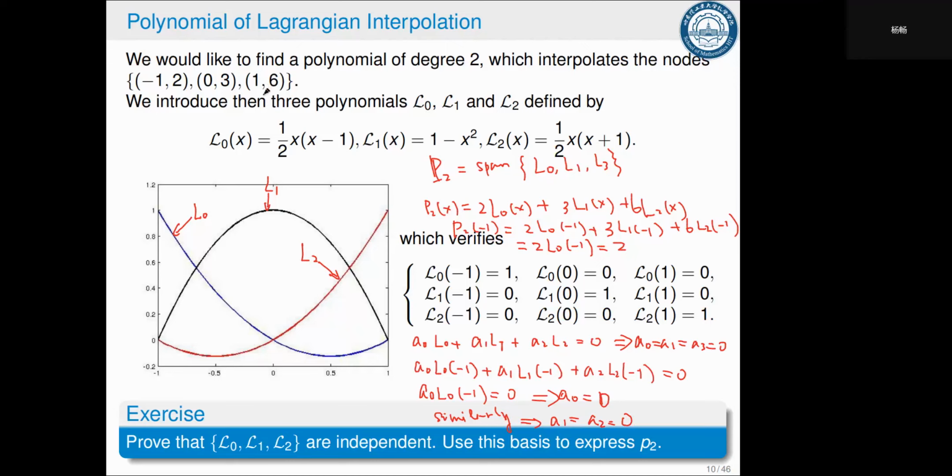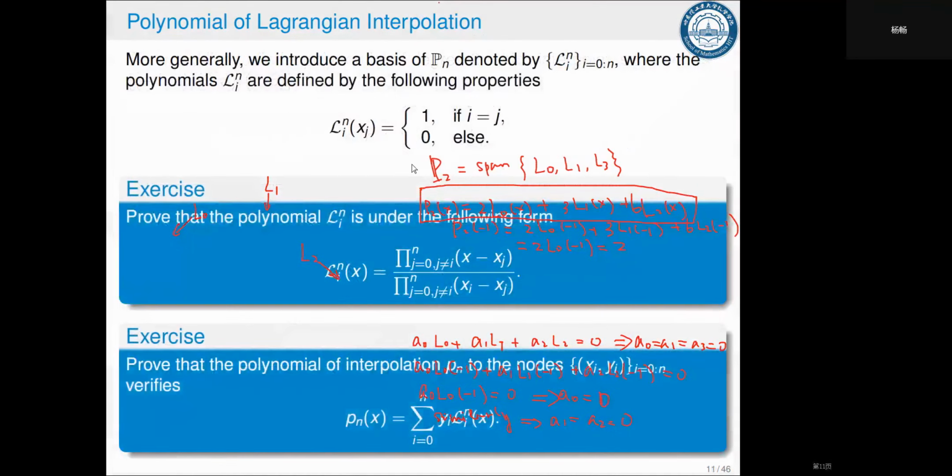So the polynomial we want to find is just defined by this one. This gives you the polynomial of degree 2 we want. And also you can check that this polynomial is equivalent to what we have found before.